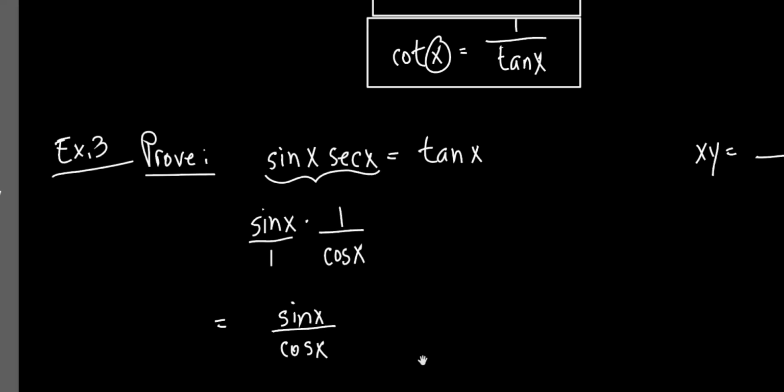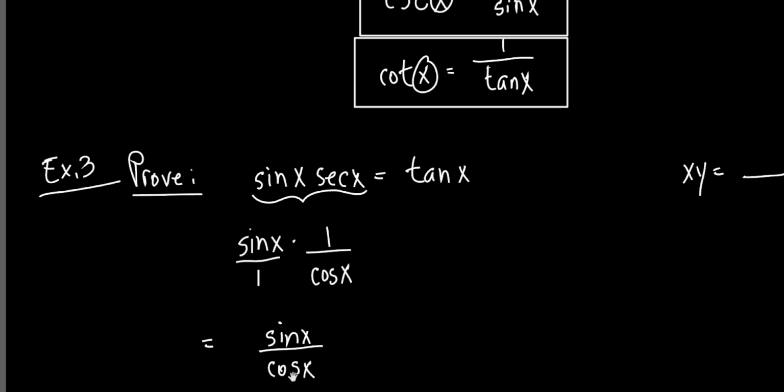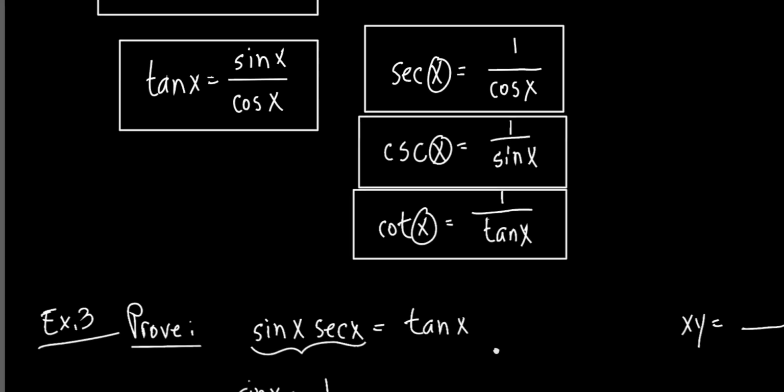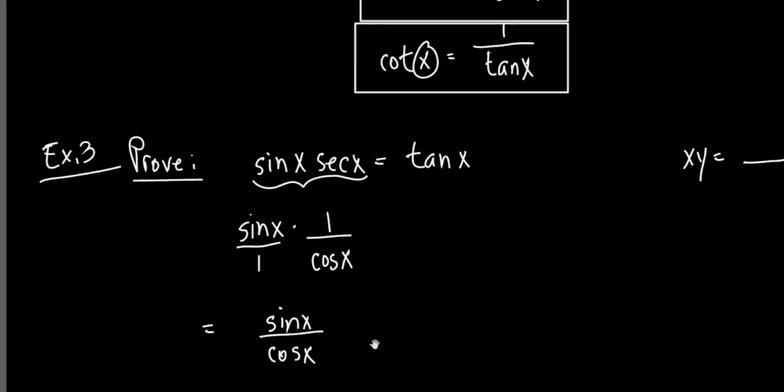Let's keep going. So now, why did I bring it up here? Because, look, sine x over cosine x. Do you recognize that in these boxes? Yeah, what is sine x over cosine of x? It's the tangent. That's right.